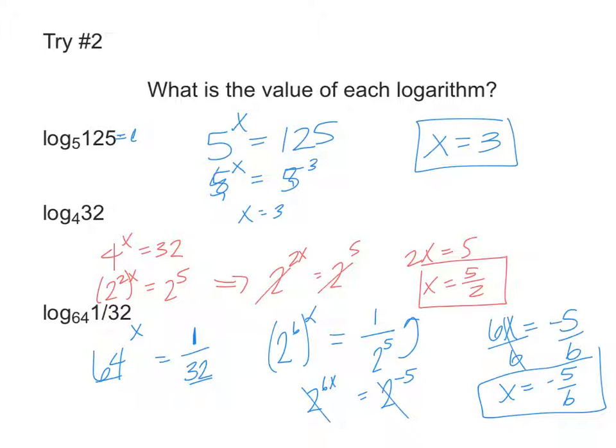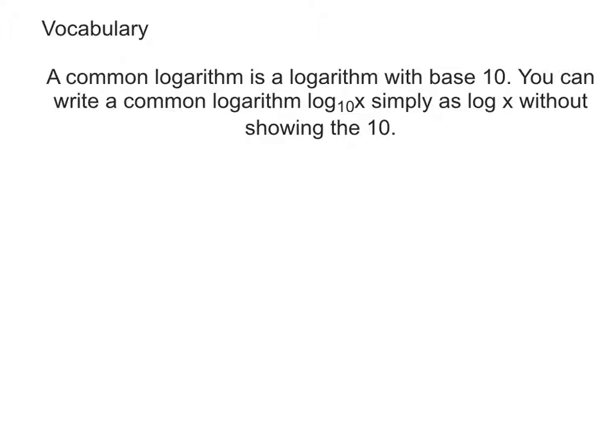All right, let's keep going. So then it goes on to say a common logarithm is a logarithm with base 10. You can write a common logarithm, log base 10 of x, simply as log x without showing the 10. So log base 10 of x, if ever you see that, understand it's also the same thing as log x. And vice versa. If you see log of x, know this is the same thing as log base 10 of x.